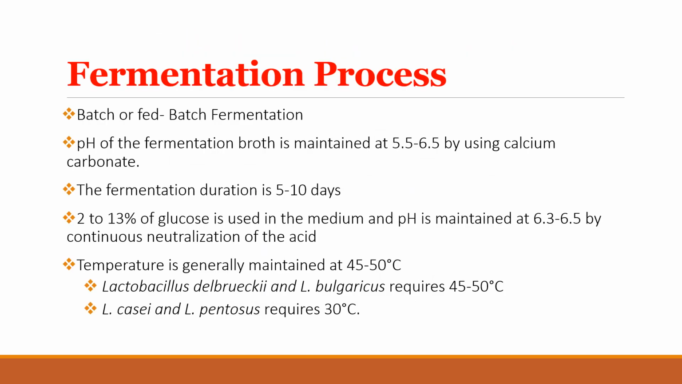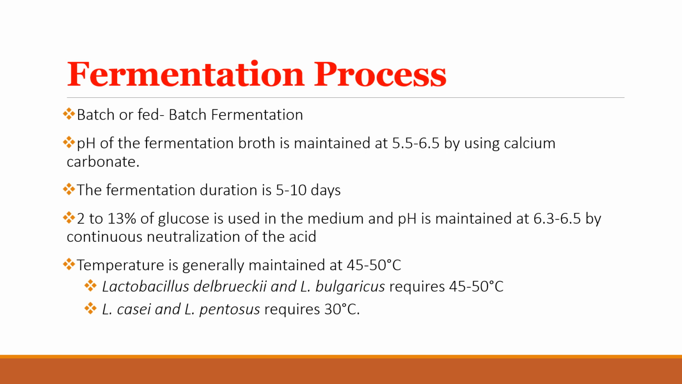Fermentation takes place either as batch fermentation or fed batch fermentation, and the pH is maintained at 5.5 to 6.5 by using calcium carbonate. The duration of fermentation is 5 to 10 days. 2 to 13% of glucose is used in the medium when the pH is maintained at 6.3 to 6.5 with a continuous neutralization of acid. The optimum temperature is 45 to 50 degrees Celsius.